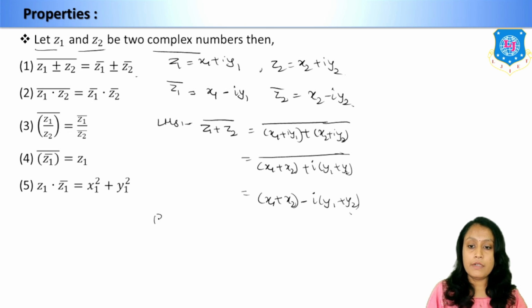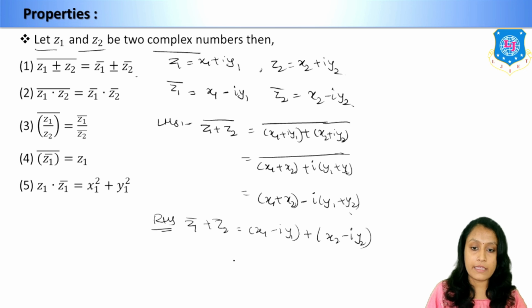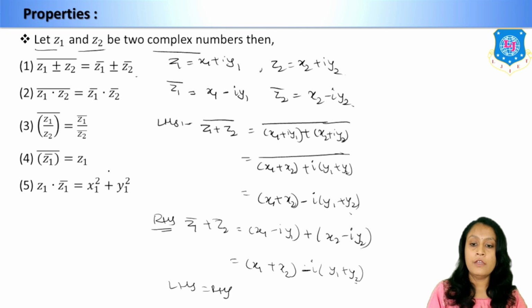Now we will discuss the right hand side. So this is z1 bar plus z2 bar. So z1 bar is x1 minus iy1, and z2 bar is x2 minus iy2. Now add them, so you will get x1 plus x2. Take out minus i common, so you will get y1 plus y2. So as we can see, LHS is equal to RHS. So we have proved this first property.